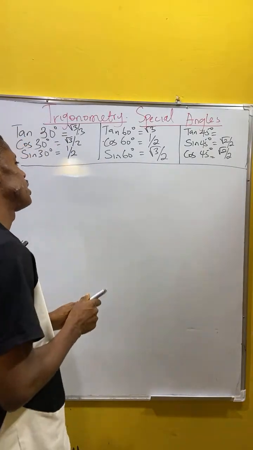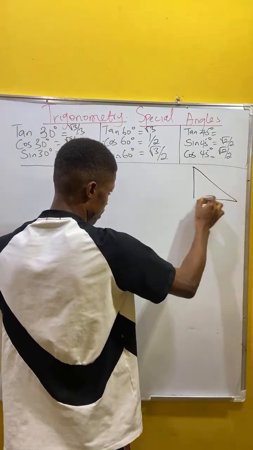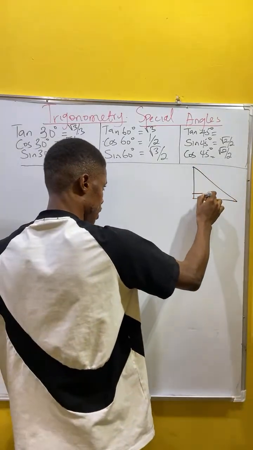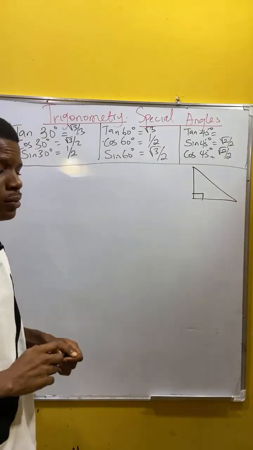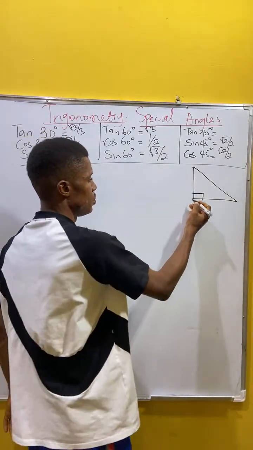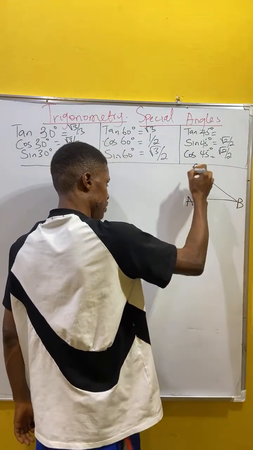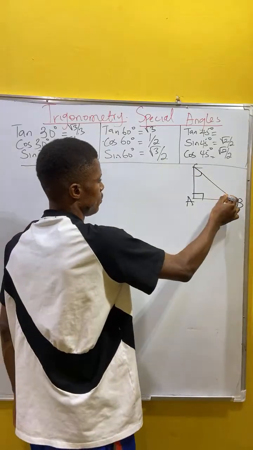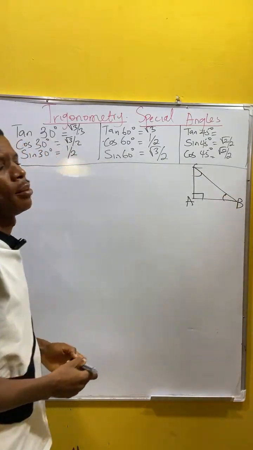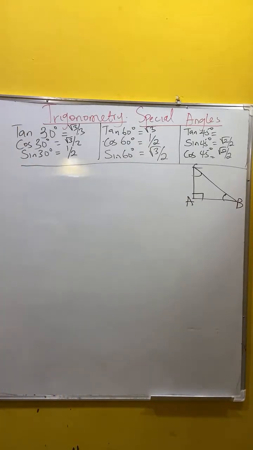Let's take, for instance, the triangle we are usually conversant with, which is a right angled triangle. This is where we have angle 90 at A, and we have B and C. There is an angle formed at B and C, but all we know is that these two angles must be what?